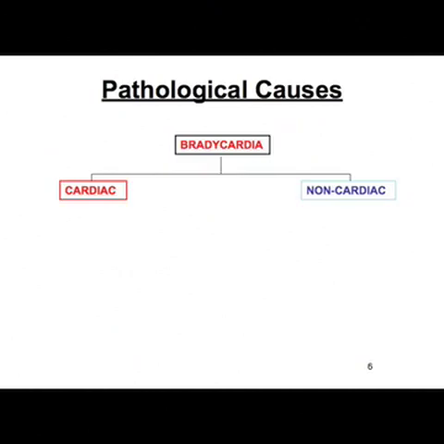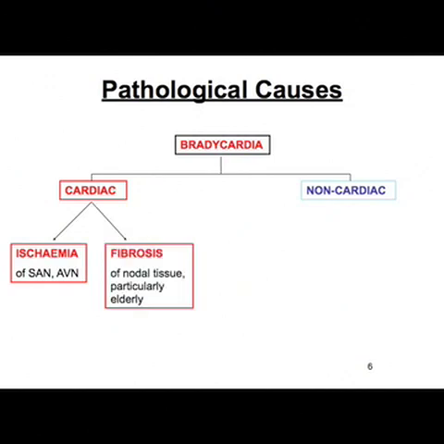When considering the causes of any bradycardia, think of cardiac and non-cardiac causes. The most common cardiac cause is, of course, ischemia, particularly to the SA node or the AV node. Often, however, bradycardias occur in older patients with no history of arterial disease, and in such patients, fibrosis of nodal tissue is the most important pathology.